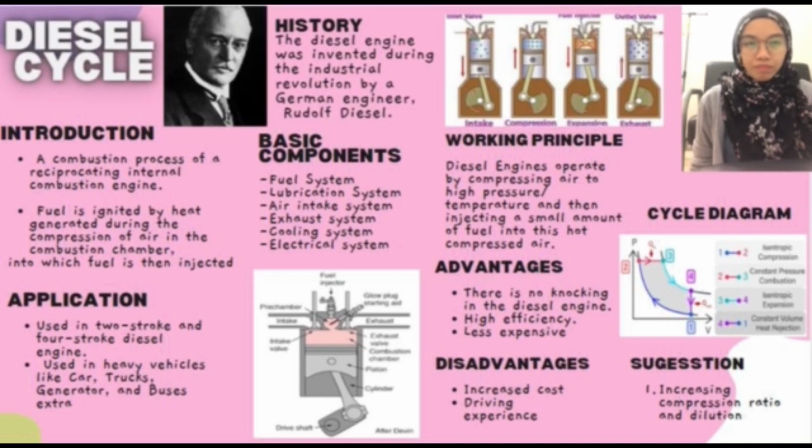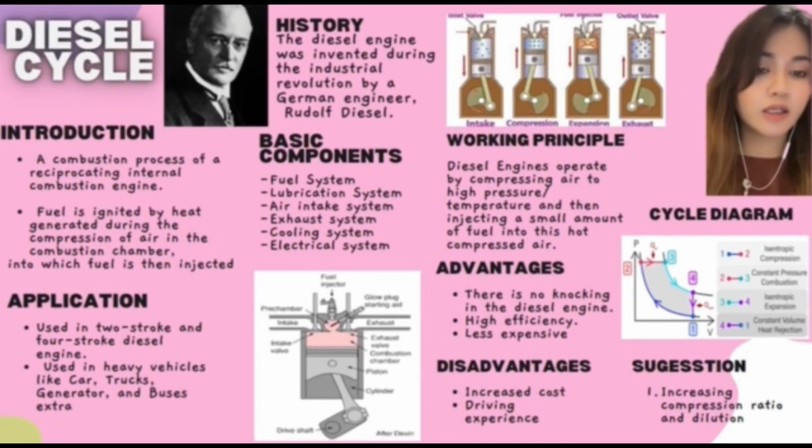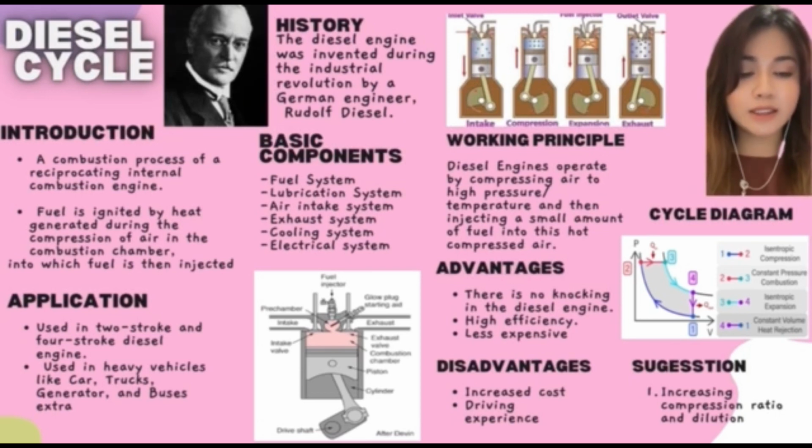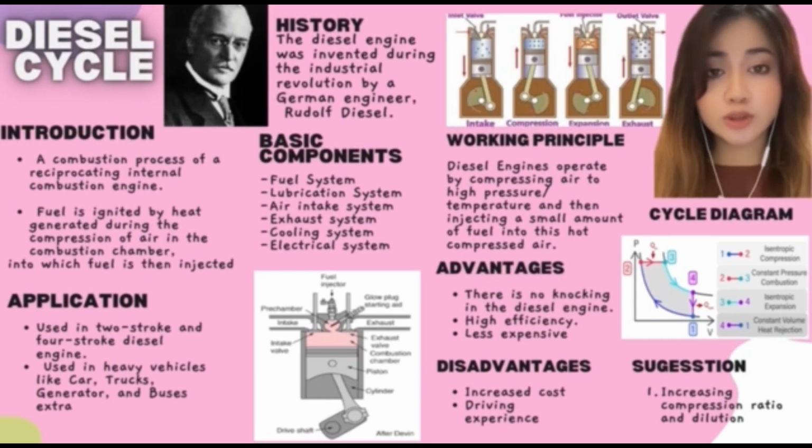Working principle. The diesel engine operates by compressing air to high temperature and pressure and then injecting a small amount of fuel into this hot compressed air. Below the working principle, we can see how the figure works. Point 1 to point 2 is isentropic compression, point 2 to 3 is constant pressure combustion, and point 4 to 1 is constant volume heat rejection.